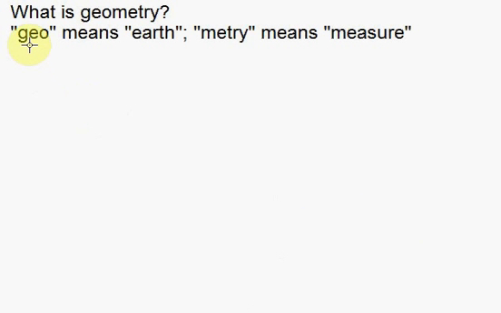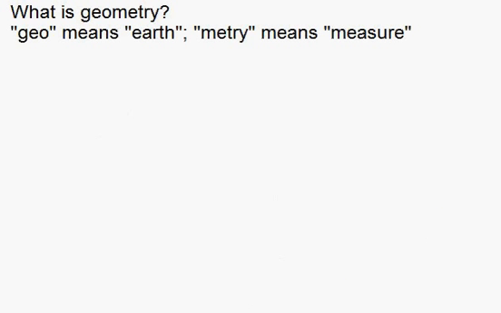First of all, we're going to begin with what is geometry, the definition of geometry. Geo comes from two words: geo, which means earth, and metry, which means measure. So the definition means the measure of the earth. But what we're going to be doing really is breaking these measures down into much smaller units of measure.